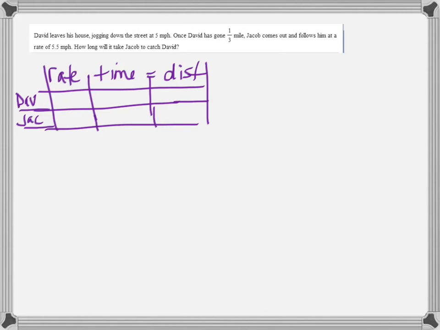Okay, the first thing I like to do is remember that rate times time equals distance, so I made a little chart, and we have David and we have Jacob. Now, the question is, how long will it take Jacob? We know that David ran longer because he started first. So I'm going to let Jacob's time be x, and David's time is x, the same amount of time they ran together, but then David ran longer, so I have to figure out how long he ran when he had gone a third of a mile.